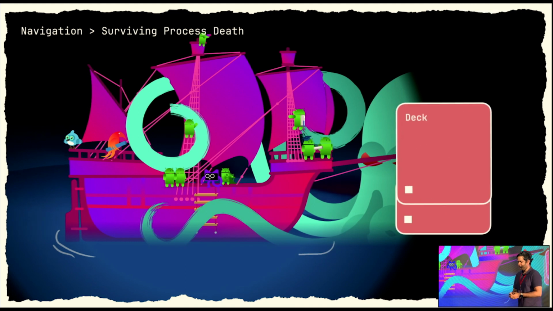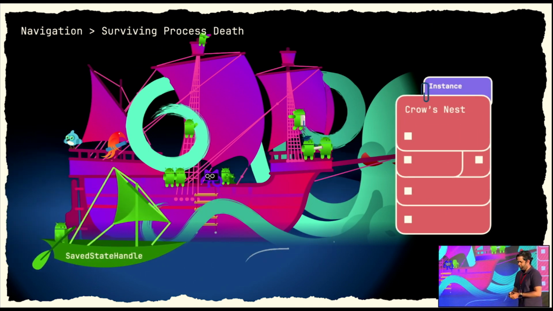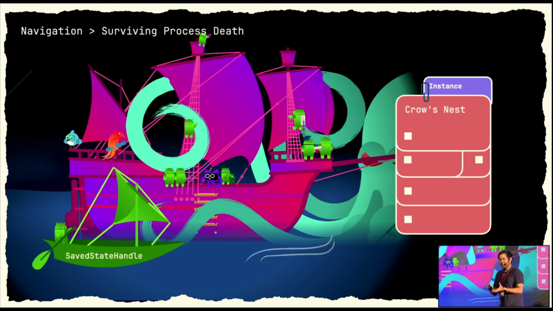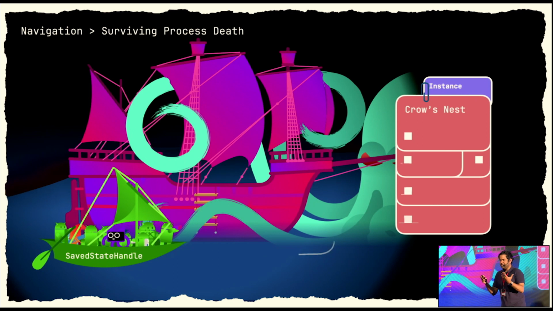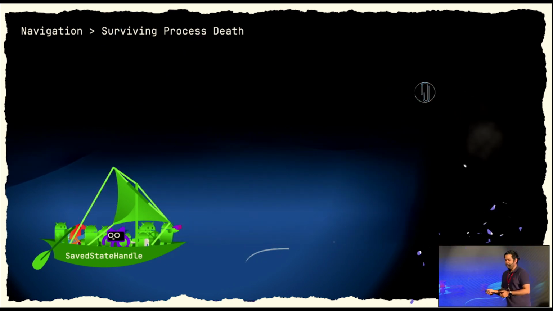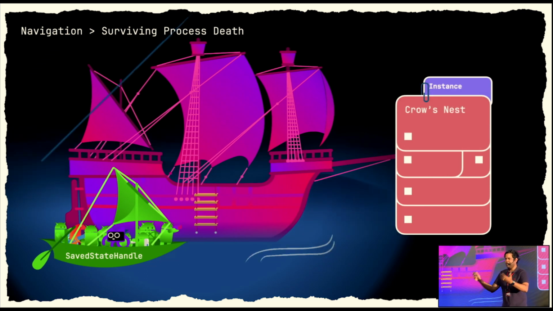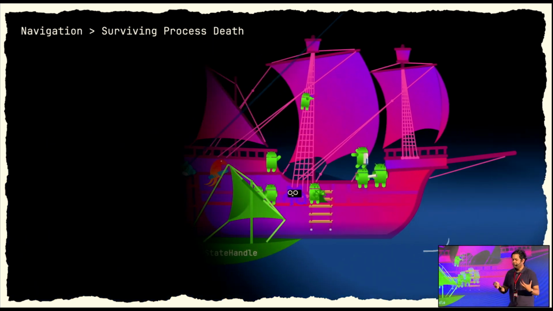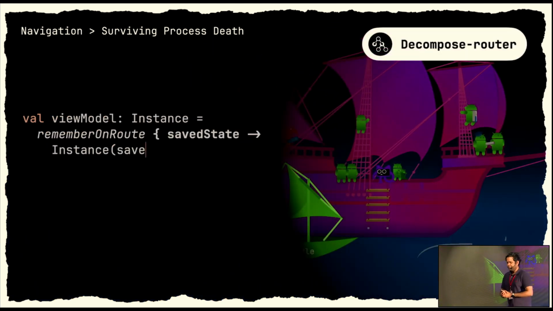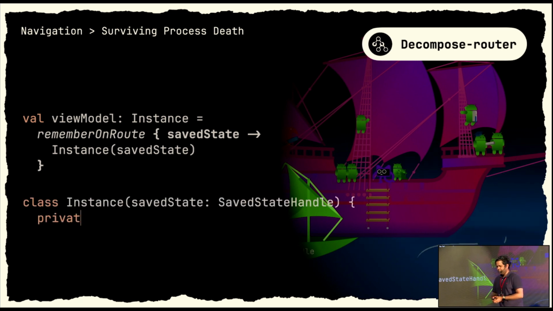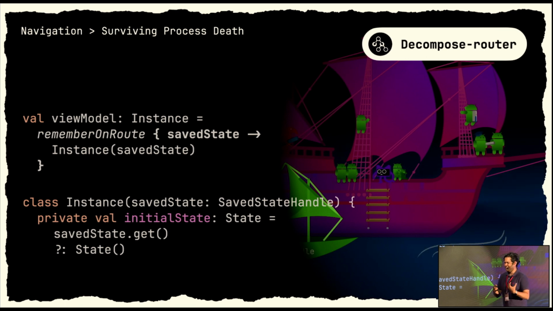So how do we handle this? Android has an internal way to handle such cases, and they call it SavedStateHandle. What this actually means is that when the app is about to die, it'll give you this container where you can put all the objects into. And when the app is coming back from death, when it's recreated, you can use the handle to repopulate your state. With Decompose Router, you can do something like that. Every time you create an instance, it gives you a handle to the SavedStateHandle. So you can use that handle to initialize the initial state for your view model.